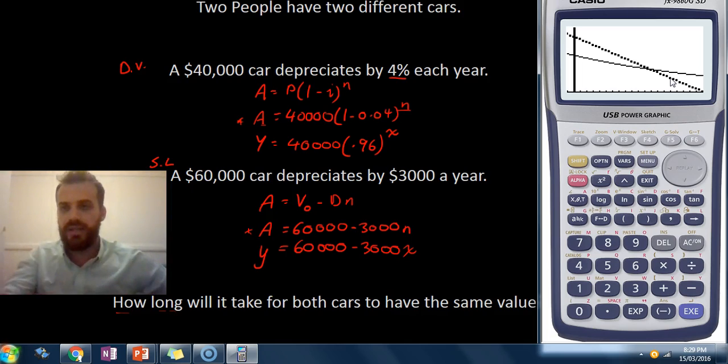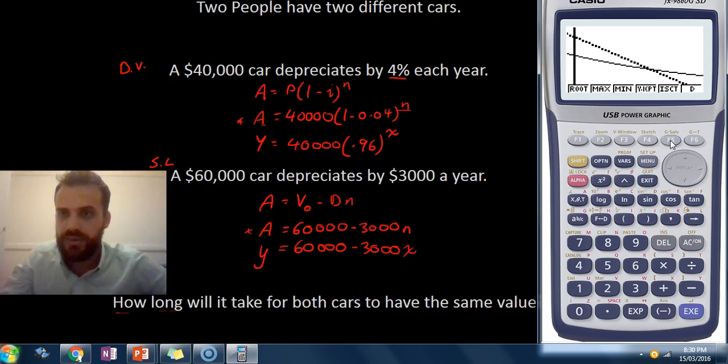Okay, so once you've done that, be careful here. The next step is to press G-solve. That's graphical solve, F5. Sorry, it's on the first menu here. Maybe I'll just show you that again. G-solve, and then this ISCT, that stands for intersect, where the two lines meet. Alright, and there's our answer.